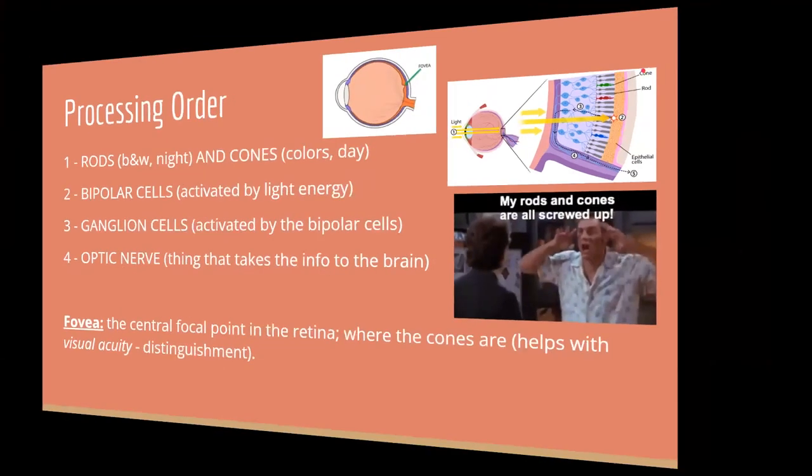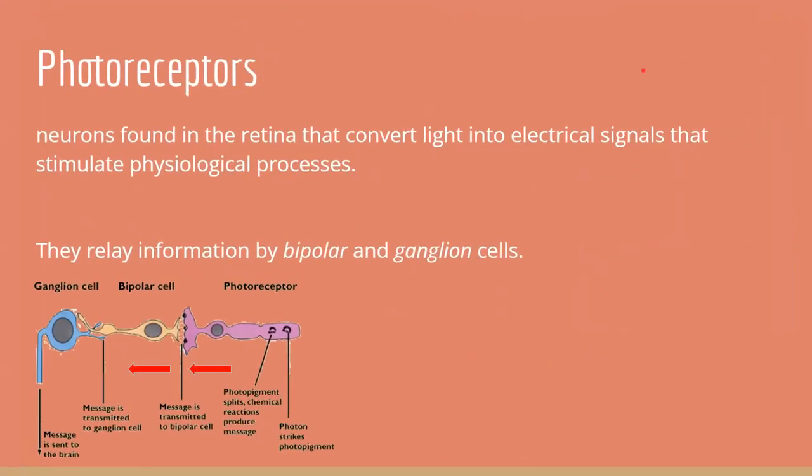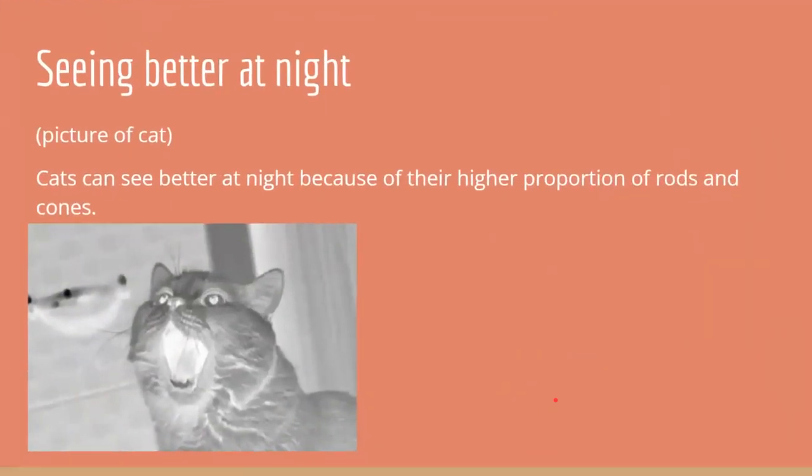So, all right, photoreceptors. What are these? These are neurons that are found in the retina that convert light into electrical signals that stimulate physiological processes. They relay information by bipolar and ganglion cells. So you see there's the photoreceptor, then it's transmitted to the bipolar cell, then transmitted to the ganglion cell. Then the optic nerve, I already said that. Seeing better at night: cats and other animals can see better at night because of their higher proportion of rods and cones.